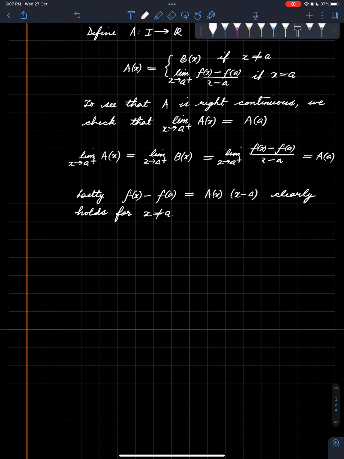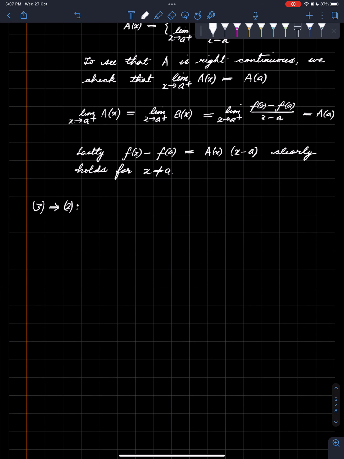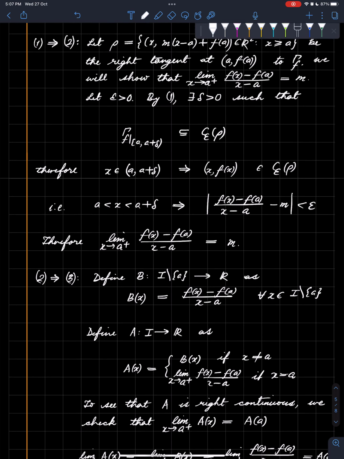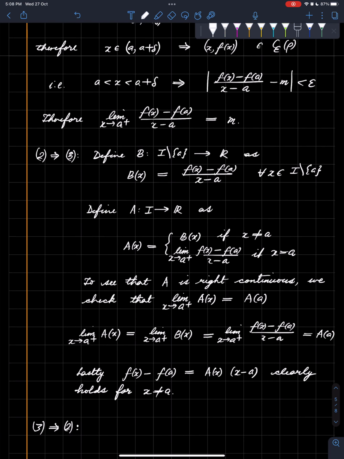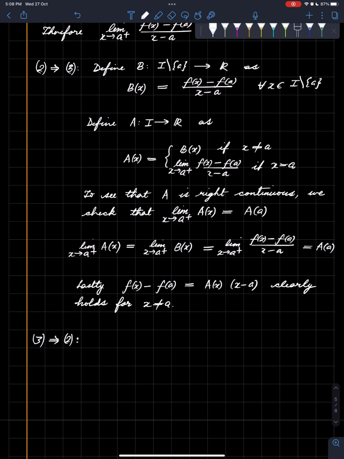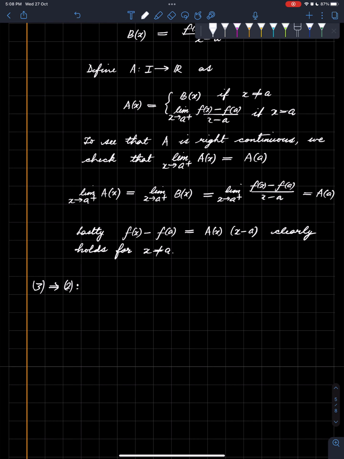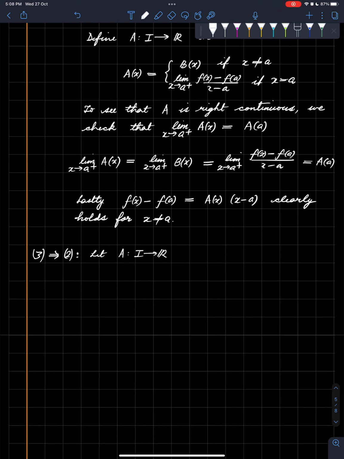Now we go the other way. So we'll show 3 implies 2. Okay, so this time we will assume 3, meaning this thing is true. Okay, fine. So let A be a function which is right continuous at a.